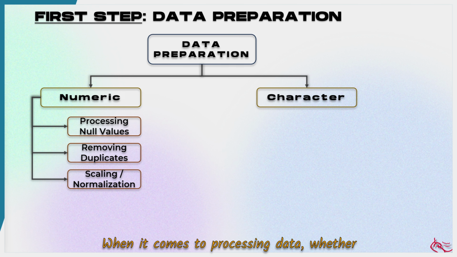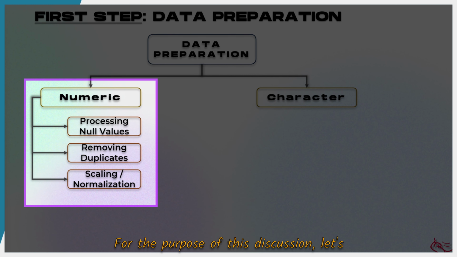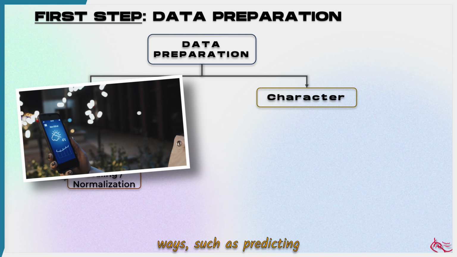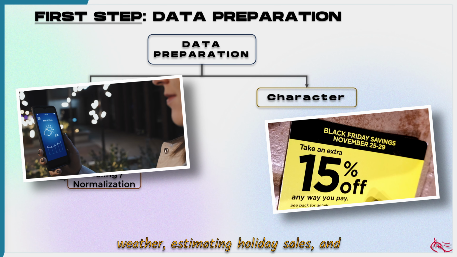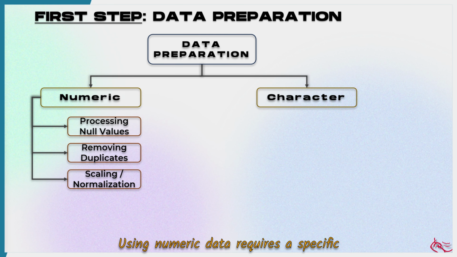When it comes to processing data, whether it's numeric or text-based, different methods are required. For the purpose of this discussion, let's start by focusing on numeric data. When developing applications, numeric data is used in various ways, such as predicting weather, estimating holiday sales, and determining house auction prices. Processing numeric data requires a specific workflow, which can be seen in this PowerPoint slide.